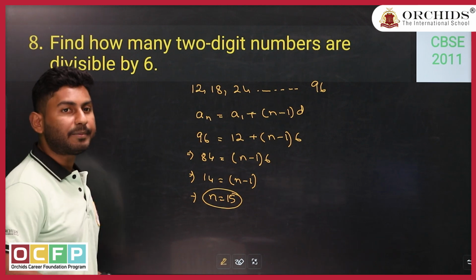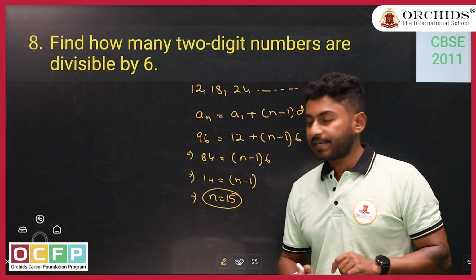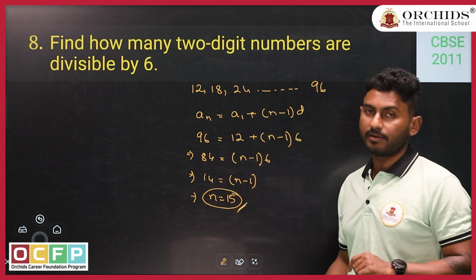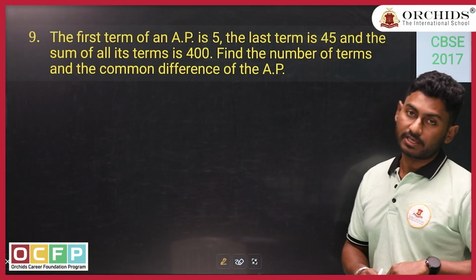So how many two-digit numbers are there which are divisible by 6? The answer is 15. Those who have done. Okay, let's continue with our 9th question. This question is from CBSE 2017.